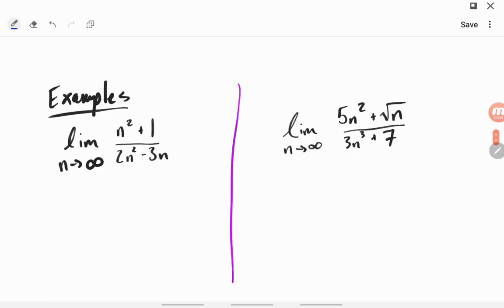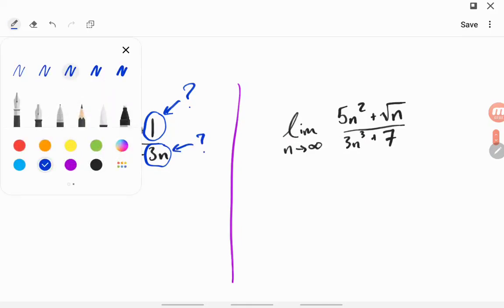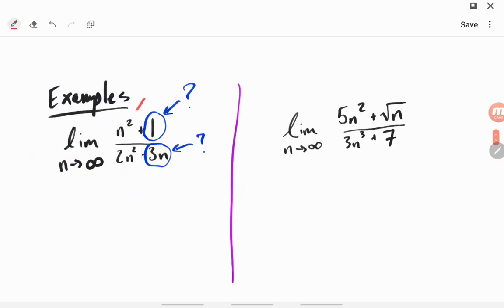I've got the limit as n approaches infinity of (n squared plus 1) divided by (2n squared minus 3n). Now, let's think about this. As n gets bigger and bigger and bigger, how important is this? How important is that? We're talking about raising something to a square power in both the numerator and the denominator.